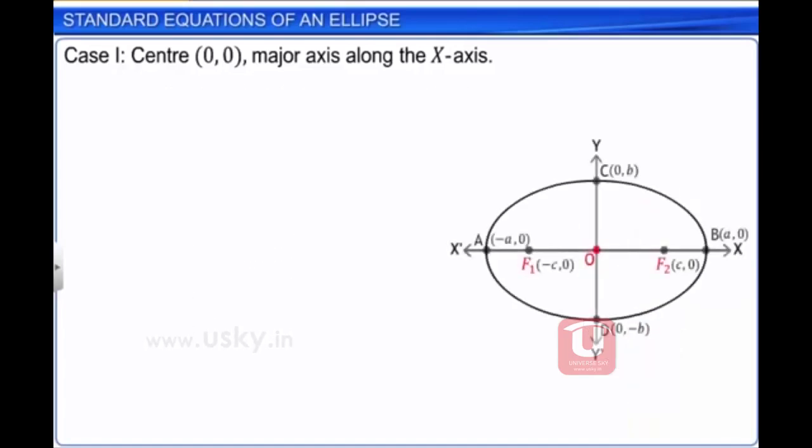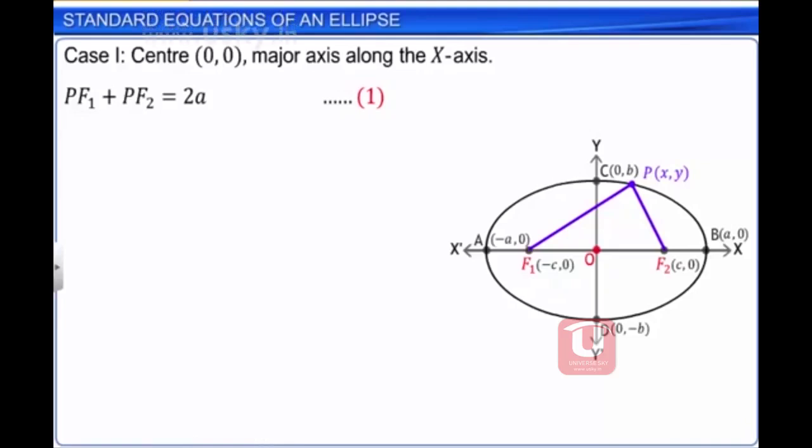Let us derive an equation of the ellipse for case 1 with its center at the origin, the major axis along the x-axis and the foci at minus c, 0 and c, 0 on the x-axis. Consider a point P on the ellipse with the coordinates x, y. The sum of the distances PF1 and PF2 is equal to 2a. Let this be equation 1.